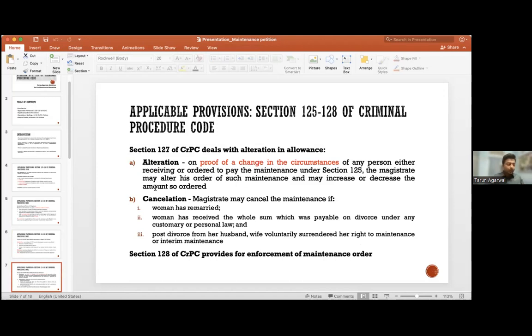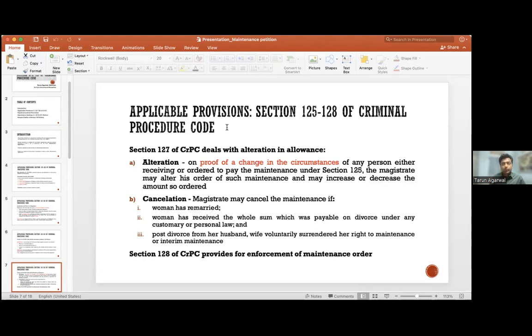Now, the next important aspect of these proceedings is this: for example, today a husband is earning 1 lakh a month and the wife is not earning a single penny, and today she files a case, and she has a very strong case, and the court today grants her a maintenance of 25,000 a month, considering all the facts and circumstances.